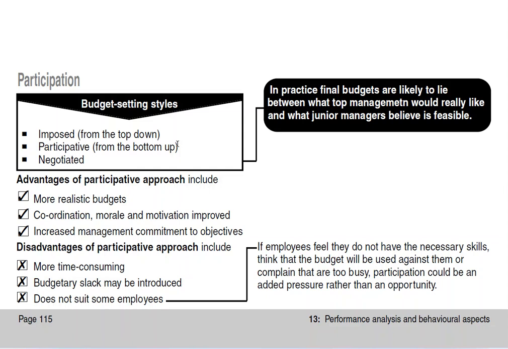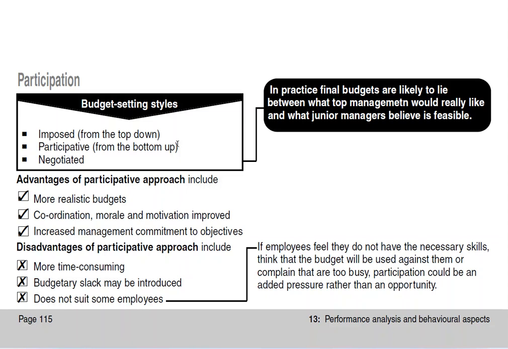More realistic budget. If you involve the lower level in making budgets, the budget would be more realistic. Coordination, morale and motivation improved. Morale will be improved because they are the budgets, they are the plans that they are involved in. The coordination would be improved because they will work through discussions, but not as much as in the top-down coordination part. Increase management commitment to the objective. Because it is a budget that they made, they will be more committed to achieve it.